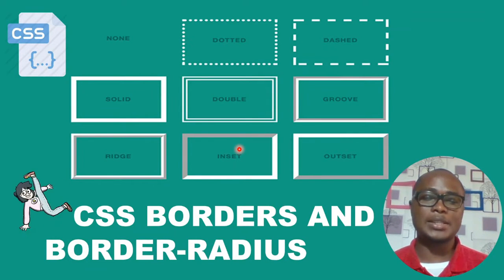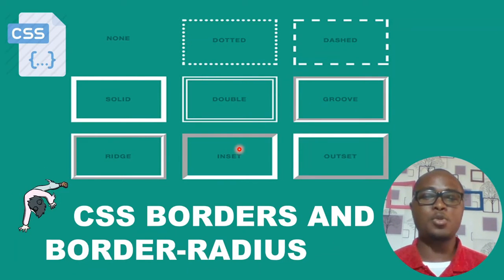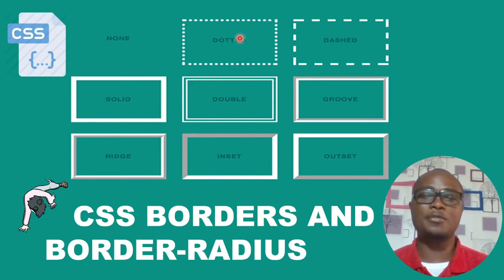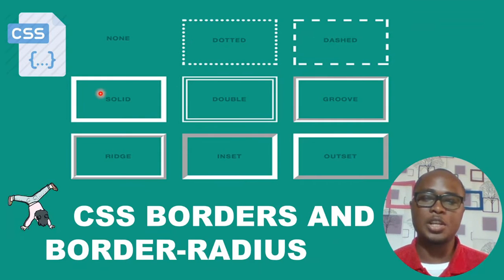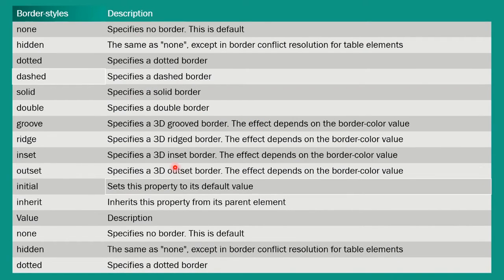Today we'll be looking at CSS borders and border radius, how we can use them to style our work, make it presentable, and cover the edges of our border. Looking at the screen, you can see that we have border none, dotted, dashed, solid, double. We have many of them. A list of the majority of what you can use in your border section is provided here. I would like you to go through some of these border styles, and the descriptions are self-explanatory.